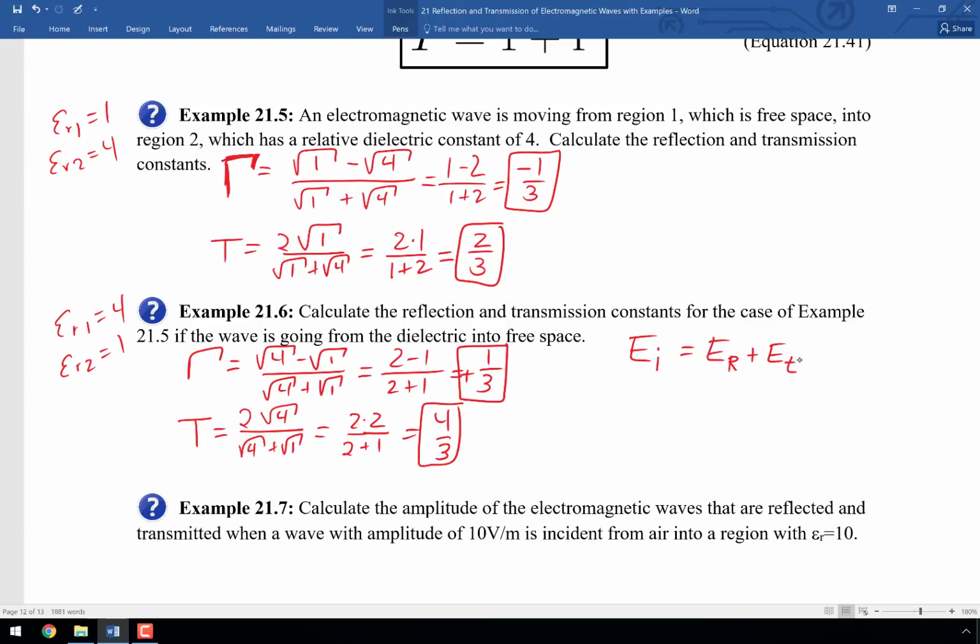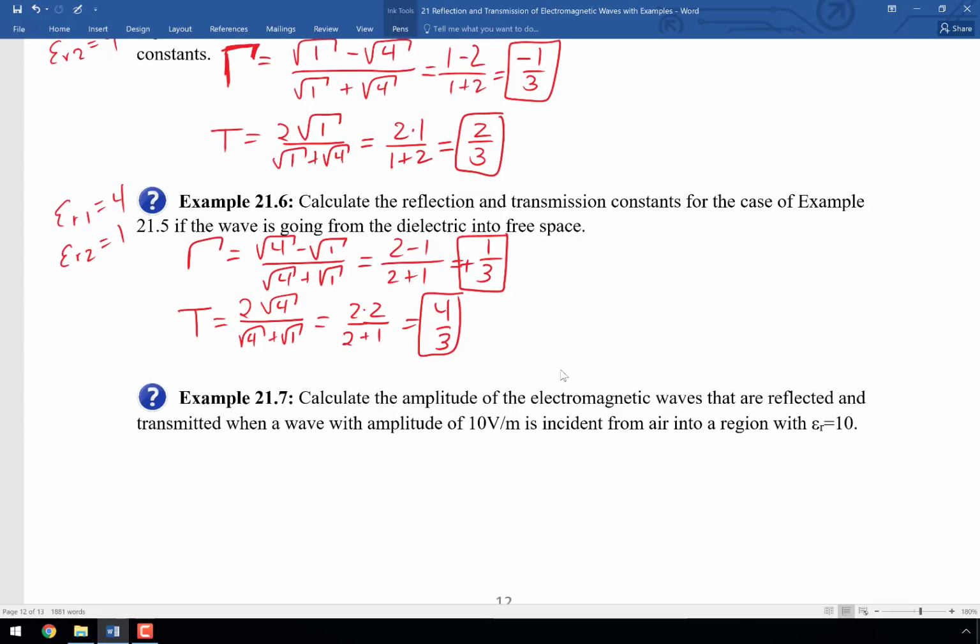We might write that as energy, we might write it as power, but we will come back and see that conservation of energy holds. For now, just be aware of the fact that gamma can be positive and negative, and T can be positive and negative, and they can also each be greater than 1.